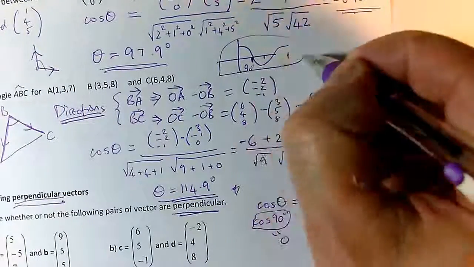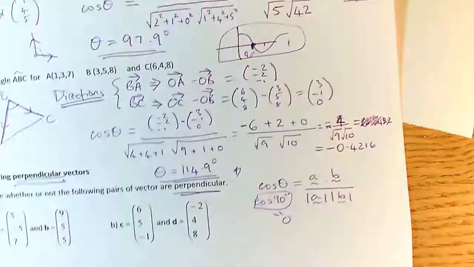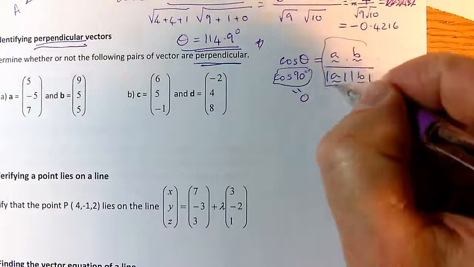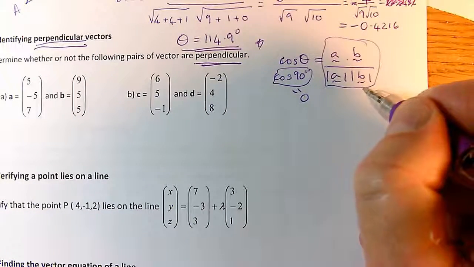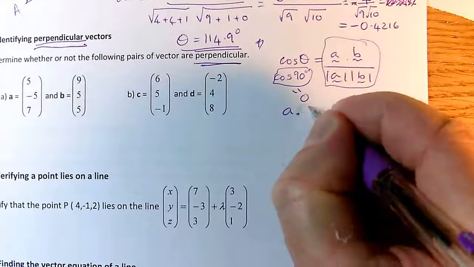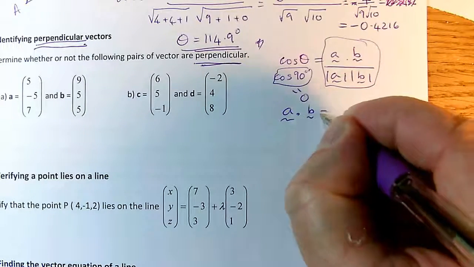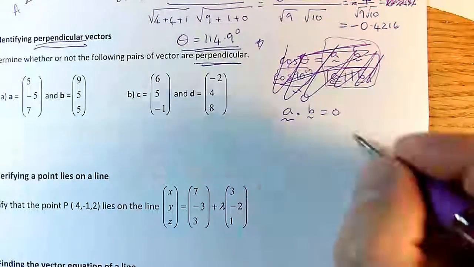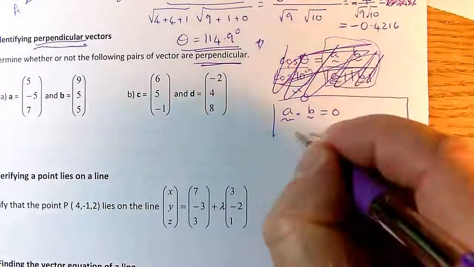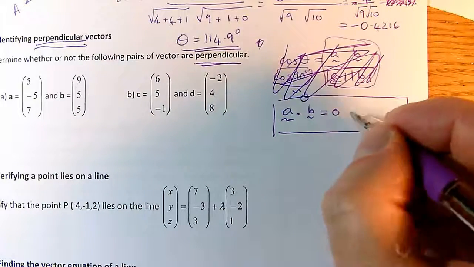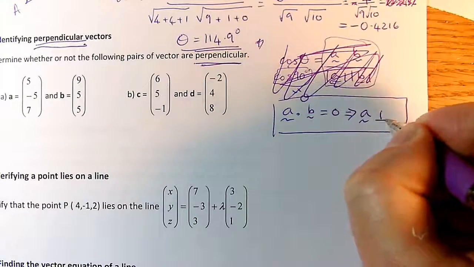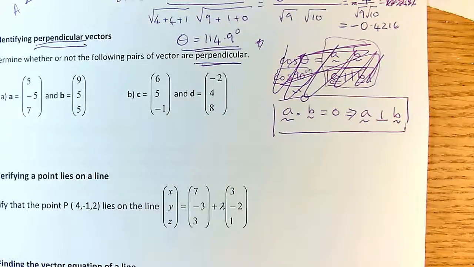On the cos graph, 90 degrees has a cos of 0, which means this recipe would have to give an answer of 0. So the only way this fraction can give an answer of 0 is when a dot b, the top of the fraction, equals 0. So I can forget the cos theta recipe for this kind of question. When it's perpendicular, a dot b equaling 0 is the condition for a to be perpendicular to the vector b. That symbol there means perpendicular, in case you didn't know.